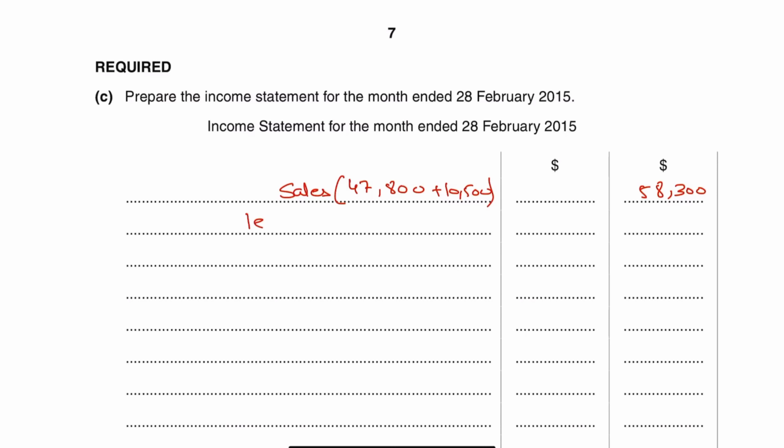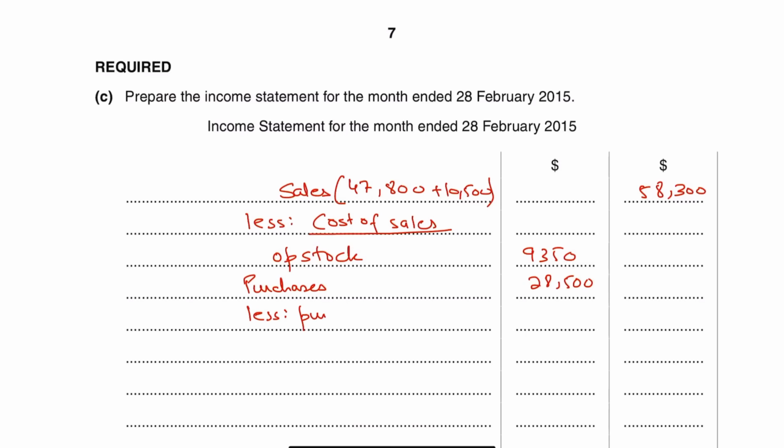Then what we do is that we deduct less cost of sales. There are no sales returns in the question. Less cost of sales. So how do we calculate cost of sales? Opening stock. How much is the opening stock? 9,350, just mentioned in the above data. Then we have purchases. How much are the purchases? The purchases are 28,500, and we'll deduct the purchase returns, that is 3,800. We used the purchase returns when we were preparing the purchases control account.